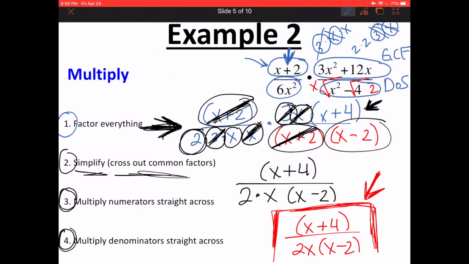Now, in case some of you have this question, you do not have to distribute, okay? Do not distribute. Just leave it there separately, okay? Just leave it as x plus 4 over 2x times x minus 2, all right? We just want to keep it in that factored form, all right? So no distributing. We do not want to be doing that in these types of problems, all right? X plus 4 over 2x times x minus 2. Final answer.